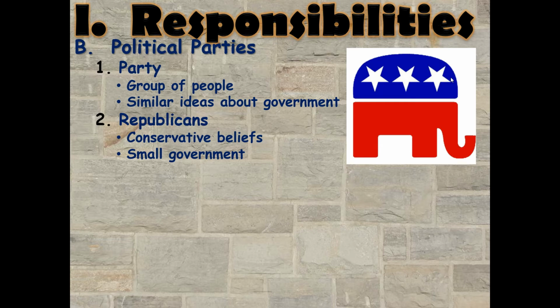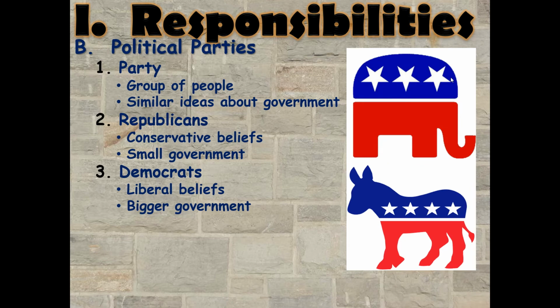Just as a very brief overview, Republicans have conservative beliefs and they believe in small government, meaning they don't believe that the government should control as many things about people's lives. They feel that it should be more left up to individual people, maybe the local government, states, not the national level. Democrats, on the other hand, have liberal beliefs, and they believe in bigger government. They believe that the government should take a more hands-on approach in people's lives, and things should be controlled more through the government than through private business.